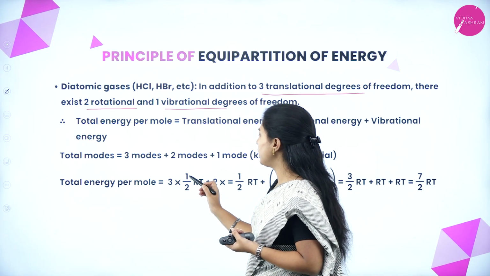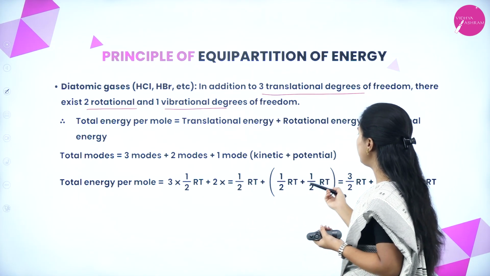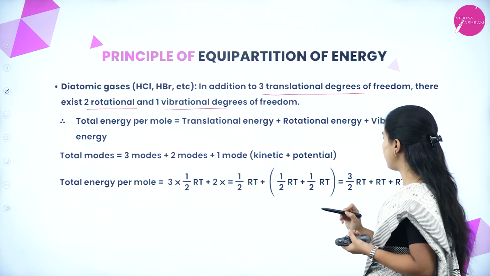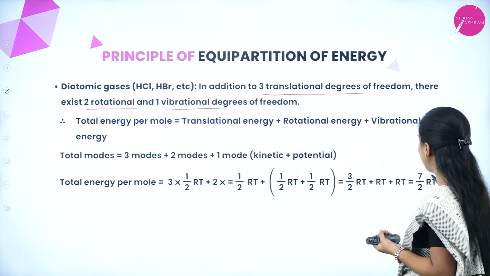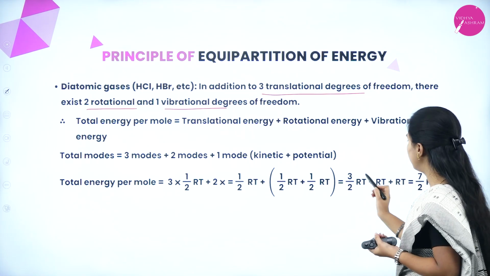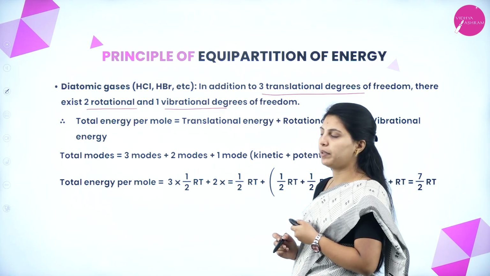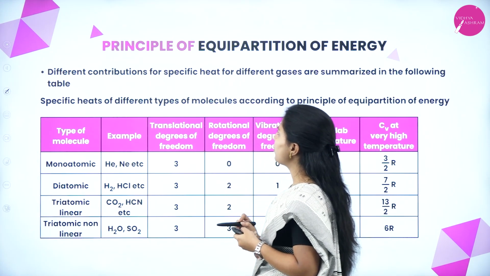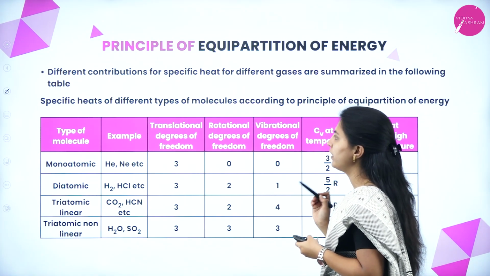Total energy per mole is 3 into half RT plus 2 into half RT plus half RT plus half RT, kinetic and potential, equal to 3 by 2 RT plus RT plus RT, which is 7 by 2 RT overall. Next, different contributions for specific heat for different gases are summarized in the following table.